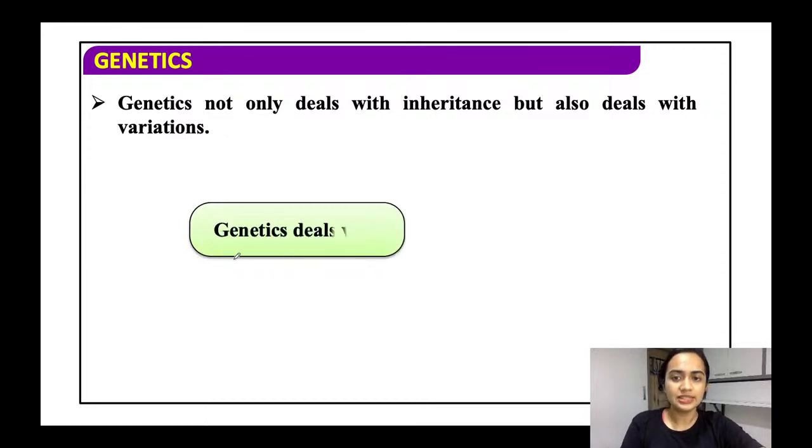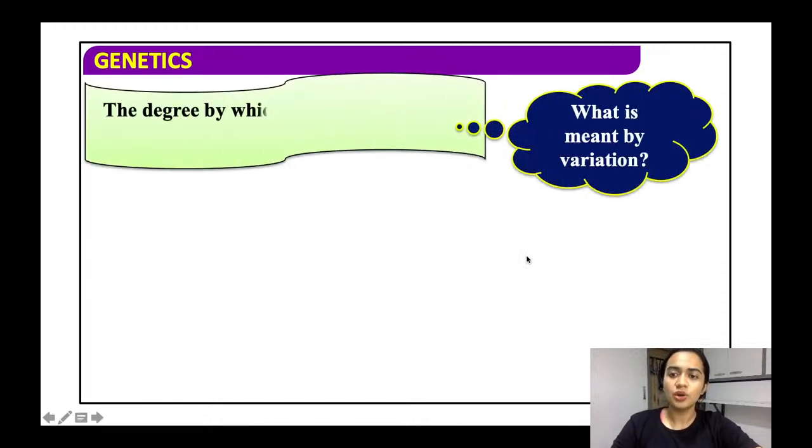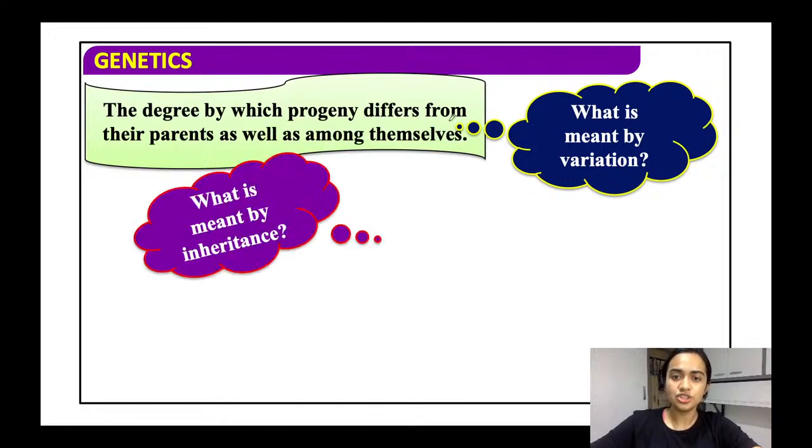Genetics not only deals with inheritance, that is, the flow of characters, but it also deals with variations. So basically, it deals with inheritance and variation. These are two very important concepts of genetics. What is meant by variation? Variation is basically the degree by which the progeny differ from their parents, that is, how different the offspring are from their parents.